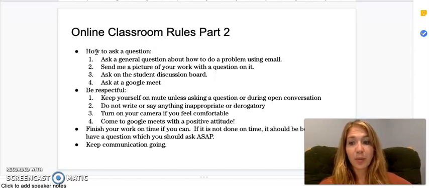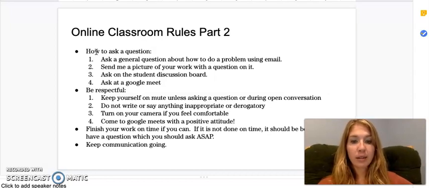Also, come to the Google Meets with a positive attitude, for us, bright and early at 7:45. I know some of you have not woken up that early in quite a while. Unlike last spring, when I would only do my Google Meets at 10 or later, this year we have to do our Google Meets at our scheduled class time, which is first period.